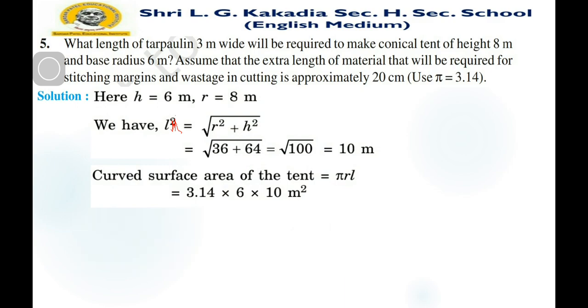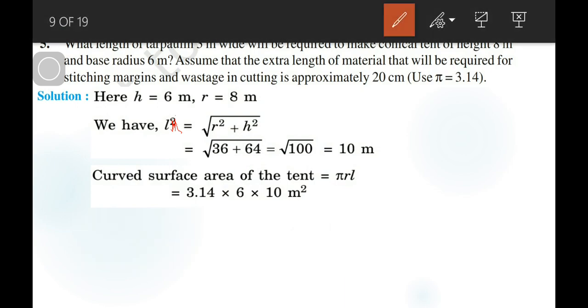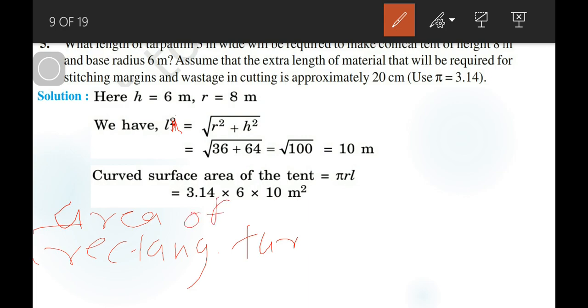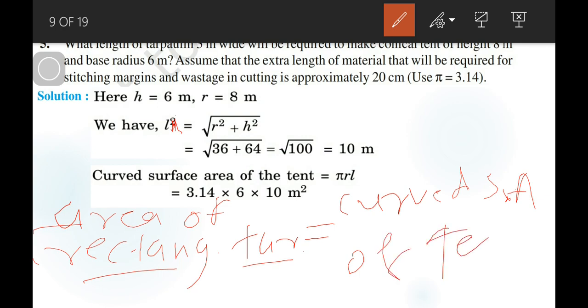How can we get it? As we know, the area of the rectangular tarpaulin is equal to the curved surface area of the tent, which means that the area of the rectangular tarpaulin is equal to the curved surface area of the tent.